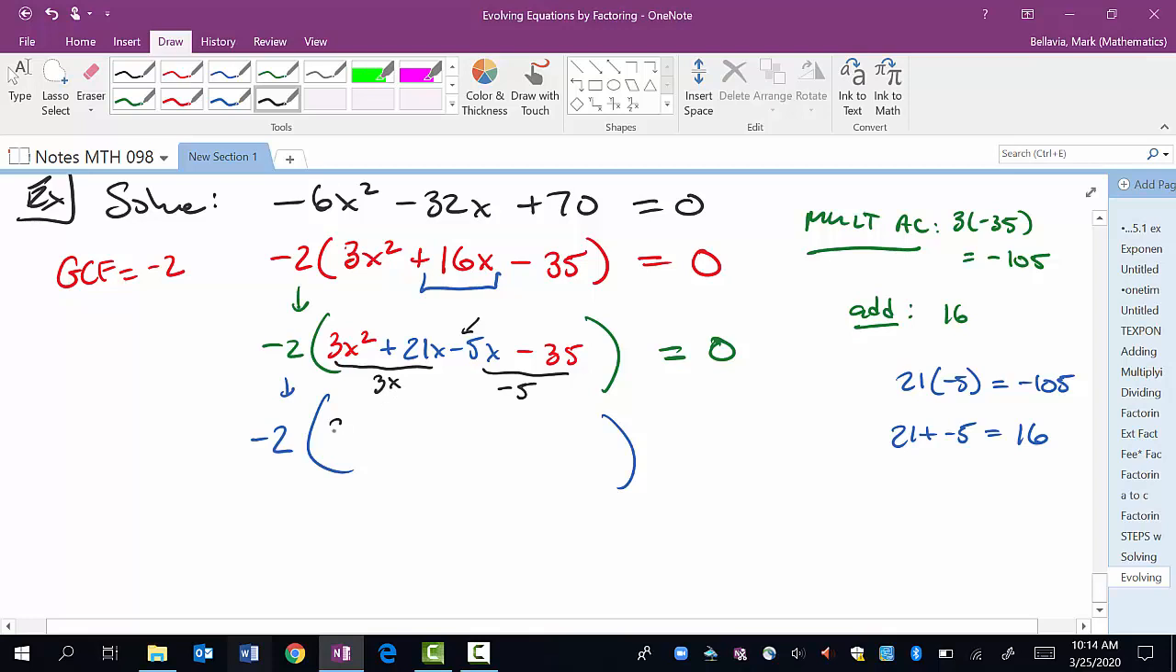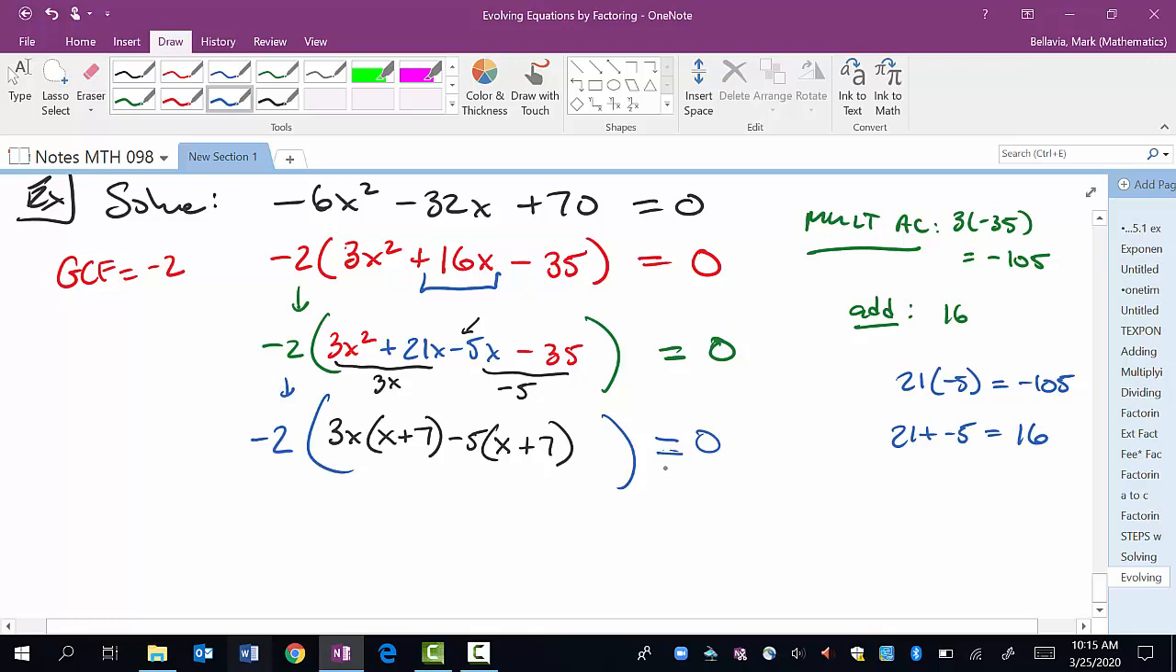So factoring it out here, take 3x to the front. 3x squared factoring out 3x just gives me x. 21x factoring out 3x gives me plus 7. Here, make sure you have the sign with it. It's a -5, remember, because the first one's negative. Factoring it out, -5x divided by -5, watch your signs, that makes it a positive x. -35 divided by -5 makes it a positive 7. Close that parenthesis. And don't forget on the outside of all this it still equals 0.